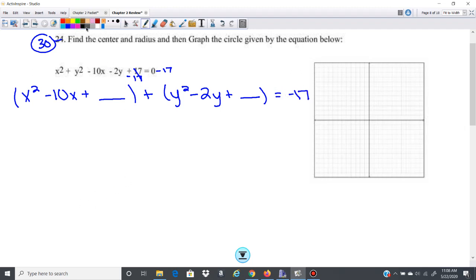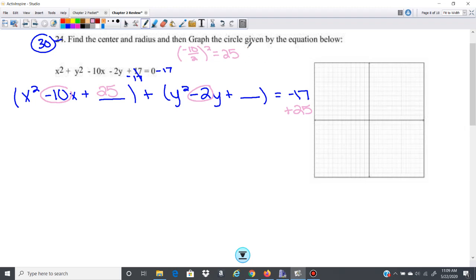Okay, next thing you're going to do is complete the square step, which is b over 2 squared. B is the term with your singular x or y. So negative 10 and negative 2. So you're going to go here, negative 10 over 2 squared. That's going to be negative 5 squared, 25. So that goes right here. And you're also going to add it over to this side, because what you do to one side, you have to do to the other.